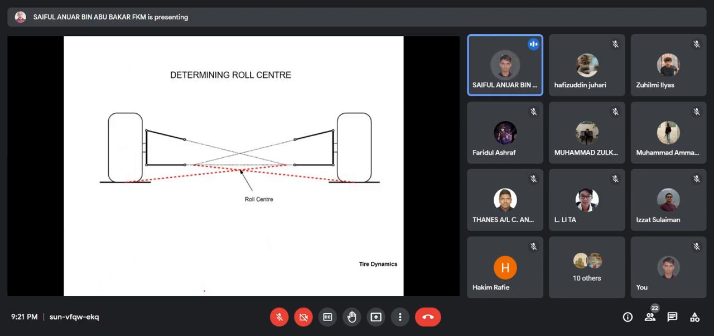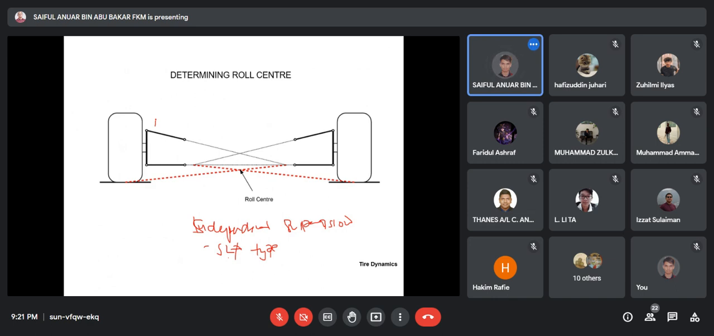Now, this is how we determine the roll center. There are many types of suspension system, and this is actually going to be your experiment. This is how we determine the roll center for independent suspension, for the SLA type, the short long arm type, where we have a short arm and a longer arm.